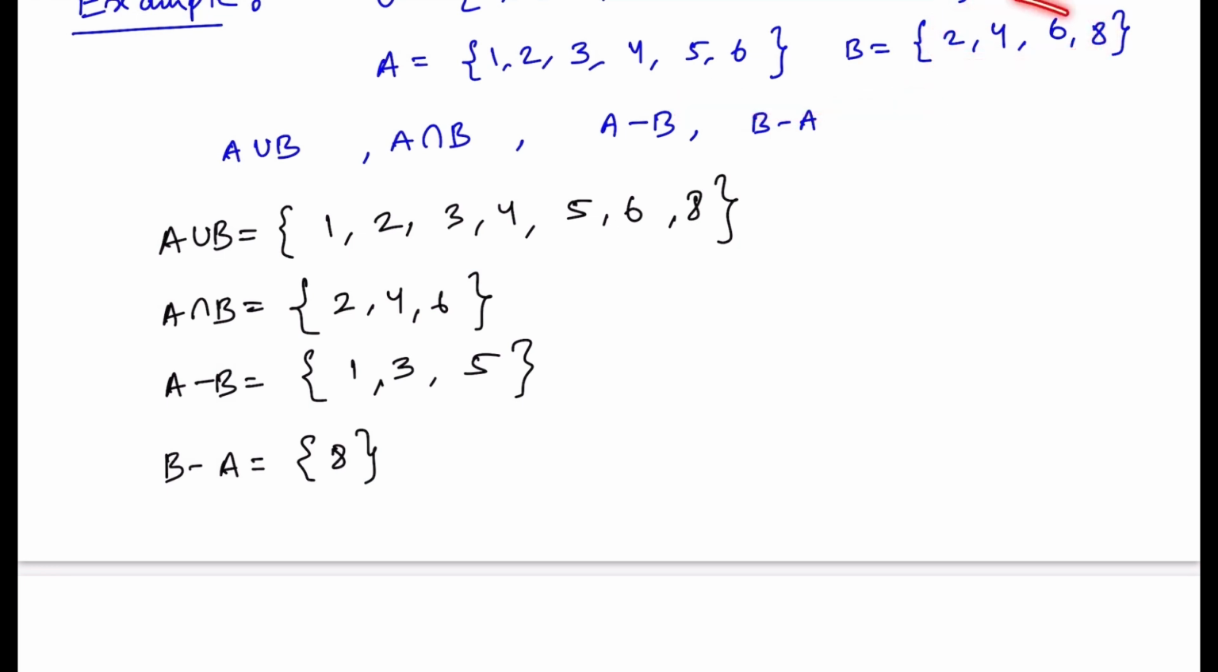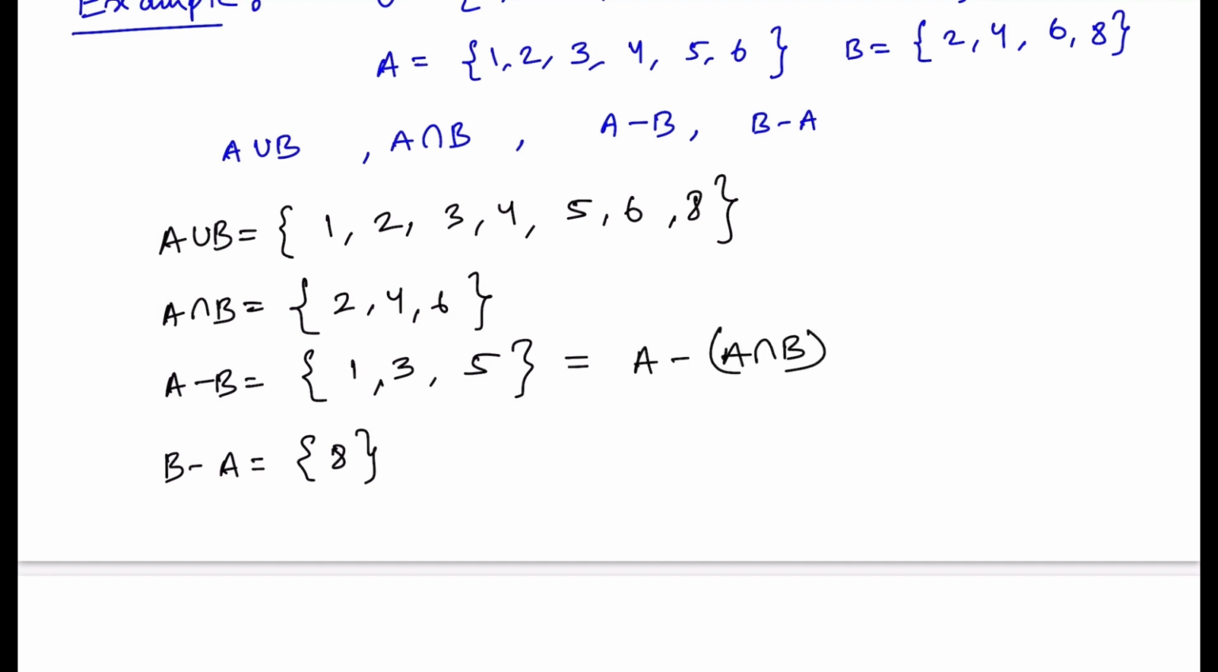Okay, 2, 4, 6 also belong to A, so we have to remove those elements. Only the element 8 will be remaining, so B minus A will have only 8. Basically, there is a shortcut to remember this: A minus B means A minus A intersection B.